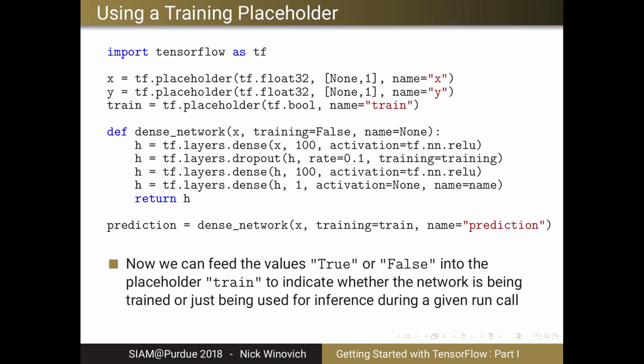And this can be accomplished by using a placeholder. And this is actually a much more natural use of placeholder. We'll see later it's more efficient to use a different API for feeding in data. But the training can be fed in as a placeholder, in this case a Boolean placeholder, and we can set the training argument of this dense network to be either true or false for any given session. So are we training, are we not training? Again, that's something we know and we want to inform the network of.